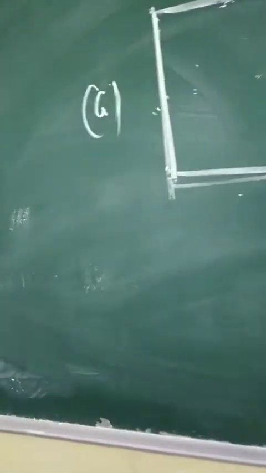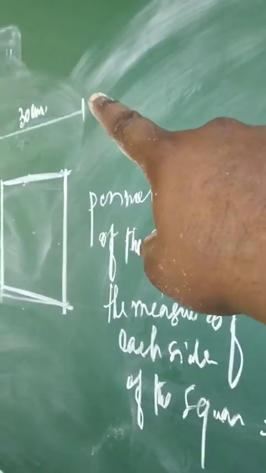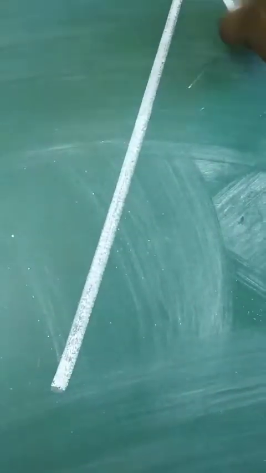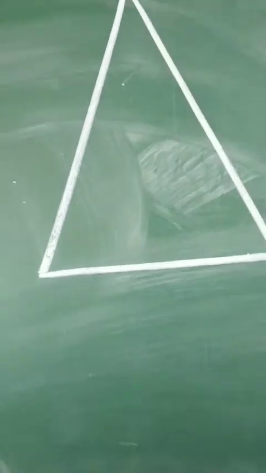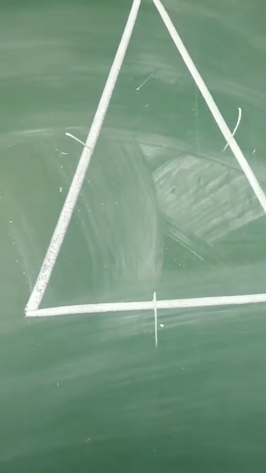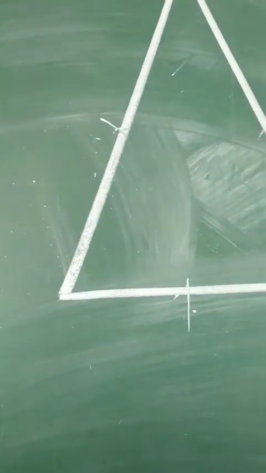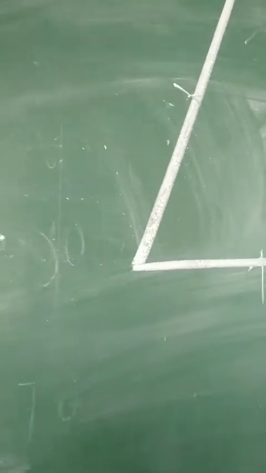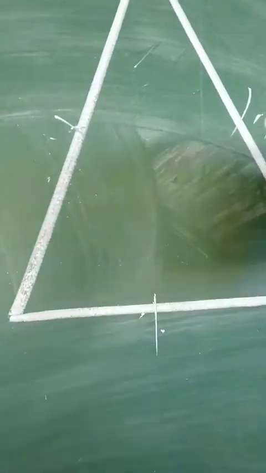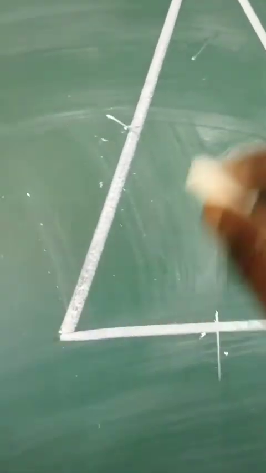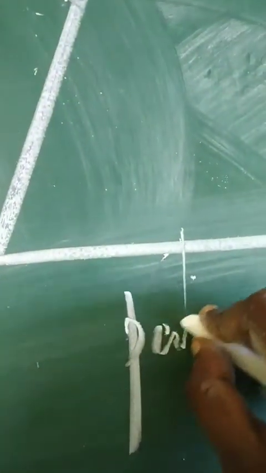Now children, we have to rebend it into an equilateral triangle. So now I will use the same piece of string, 30 centimeter, and give it the shape of an equilateral triangle. The basic property of an equilateral triangle is that the measure of all three sides, 1, 2, 3, is equal. So the string of length 30 centimeter will be rebent into the shape of an equilateral triangle.